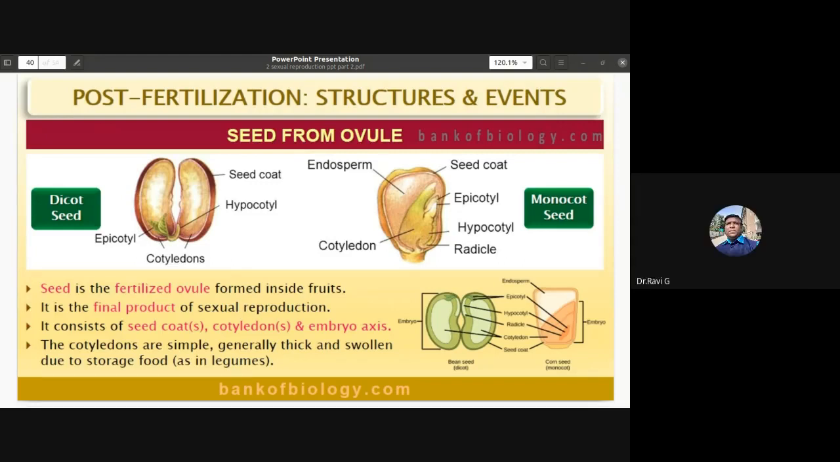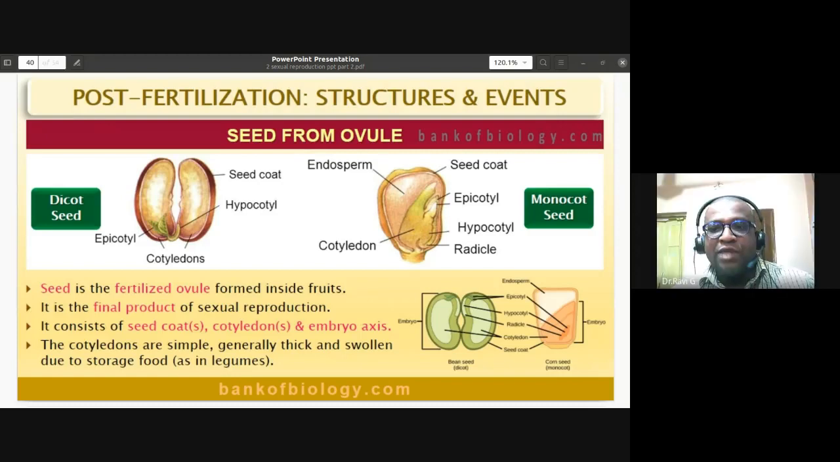Okay, so remember about this seed. Seed is the fertilized ovule formed inside the fruit. It is the final product of sexual reproduction. So what are the components of seed? It has seed coat. Seed coat is formed from integument. If they had two integuments in the ovule, the outer integument forms the testa, inner integument forms the tegmen. The cotyledons are simple, thick and swollen due to the storage of food, as in case of pulses or legumes.